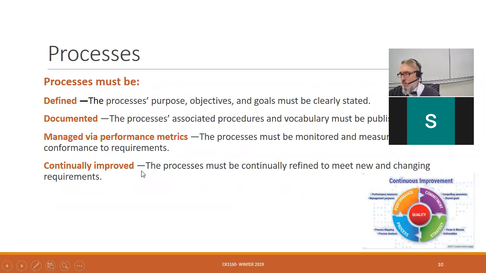So I mentioned that processes have inputs and outputs. Processes are about what we want to do, and procedures are about how we're going to do it. Processes should be defined as it says there. We need to write down, record, or put into a diagram what our processes are. And that's what we mean by documenting them. And we have some kind of measurement of how those processes are performed.